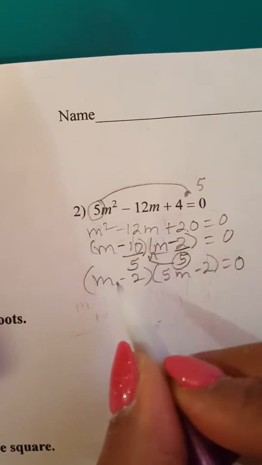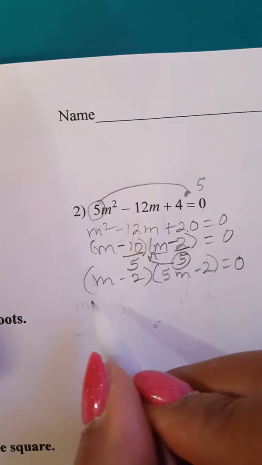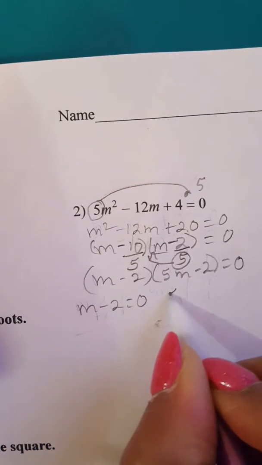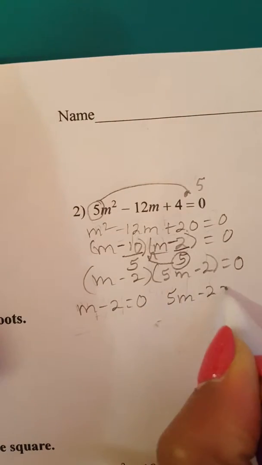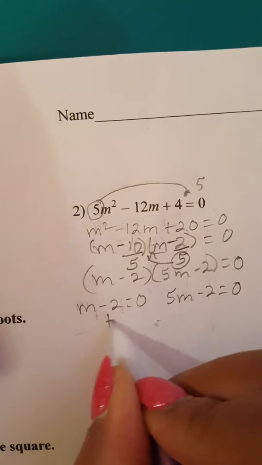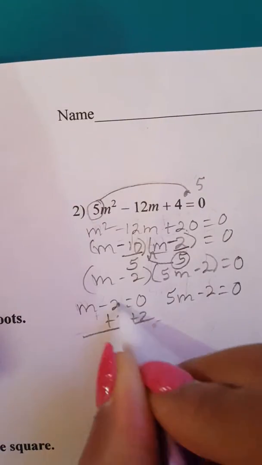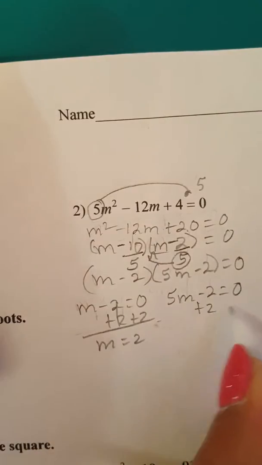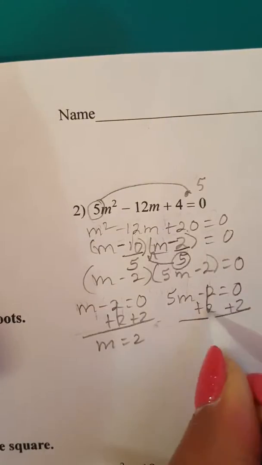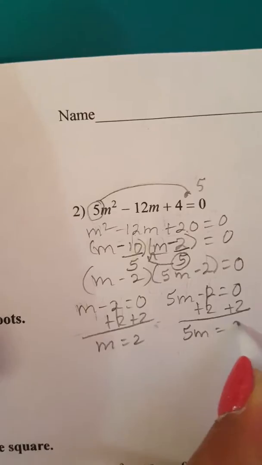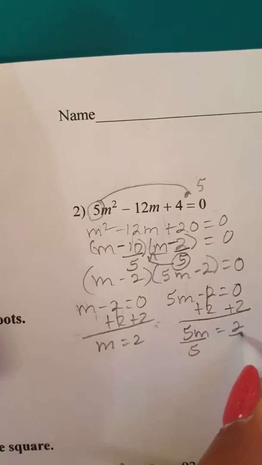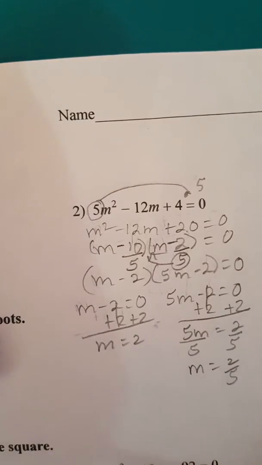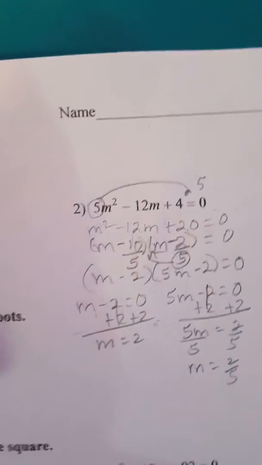And now it is factored, and we set each part equal to 0. M minus 2 equals 0. 5m minus 2 equals 0. Add 2. M equals 2, add 2, add 2, 5m equals 2, divide by 5, m equals 2/5. So 2 and 2/5.